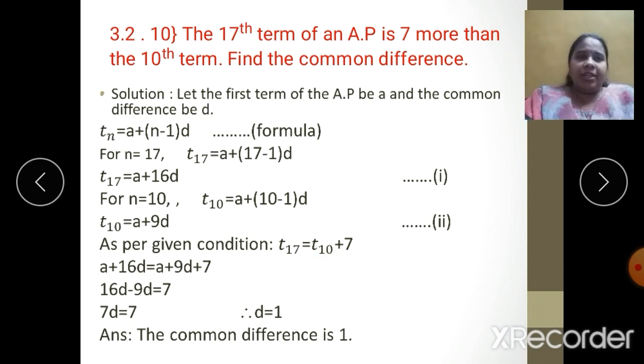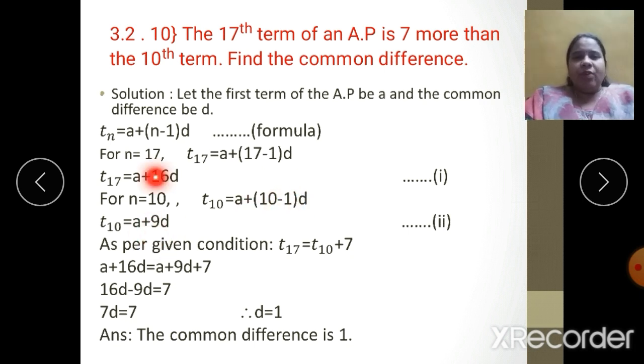Now we don't know anything except the formula, that Tn is a plus n minus 1 into d, and two values of n are given here, that is 17 and 10. So we'll just use the formula and substitute n as 17 and n as 10 and get two different equations or values for T17 and T10. When n is 17, T17 is equal to a plus 16d. When n is 10, T10 is equal to a plus 9d.